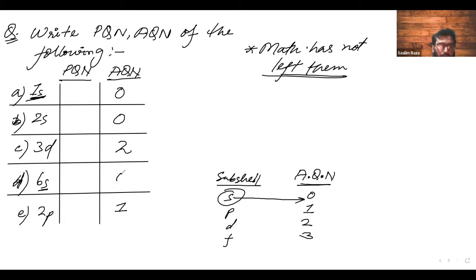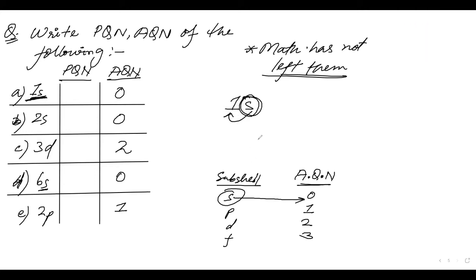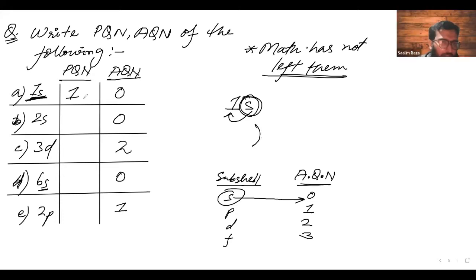Very good. And what do you have to do for the principal quantum number? Nothing. You have to do literally nothing. Here it is 1s. What does this mean? 1s means the S subshell of which shell? Tell me, Abir. The S subshell of which shell? 1. Yes, easy. And if the number of shell is 1, what will be the principal quantum number? 1. Yes, very good.